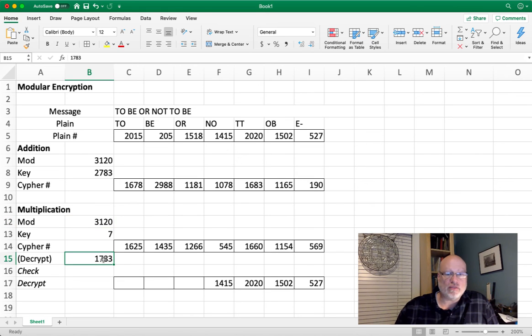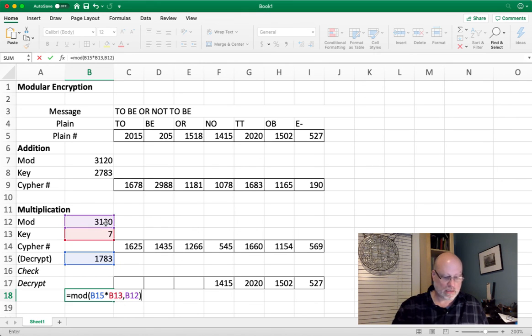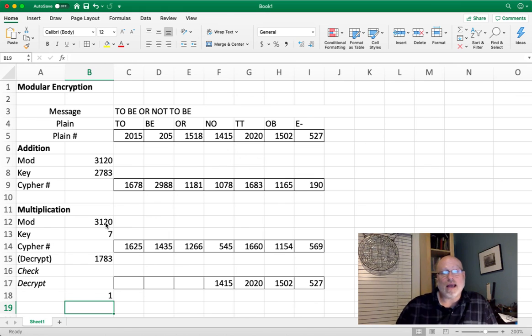So how do I know 1783 is the multiplicative inverse of 7? Well, we know how to do that. We can use the Euclidean algorithm. We can use the Royal Road to get ourselves there. So we can calculate that. We know how to do that. I can check it right now just to make sure by saying mod of 1783 times 7, comma this, and it equals 1. So that's my check to know that I have the right number there.